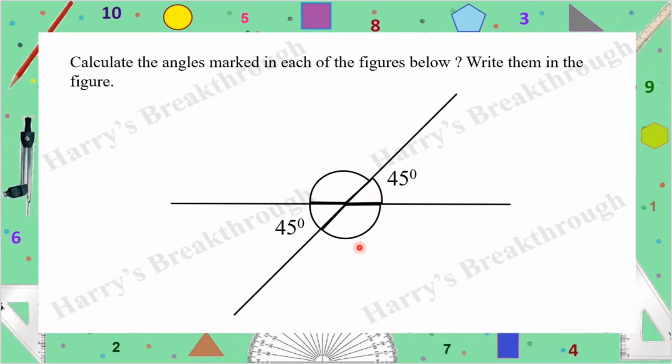And how can we find the other two angles? Here we can see a linear pair. So if we subtract this 45 from 180 degree, we will get 135 degree. And this angle is the opposite angle of this 135 degree, so this angle will also be 135 degree.